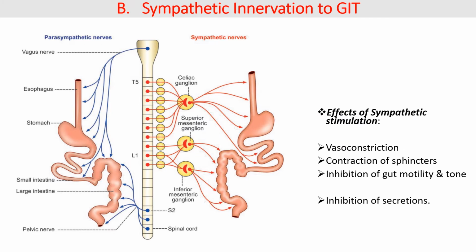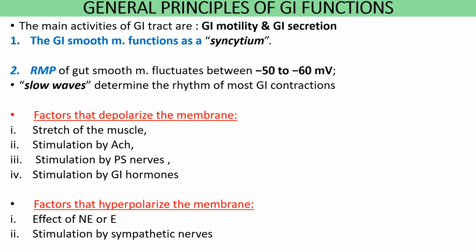Now, whereas the stimulation of the sympathetic division of the autonomic nervous system will cause vasoconstriction, contraction of the sphincters, inhibition of all kinds of gut motility and secretions. Let us quickly and briefly see the general principles of gastrointestinal functions. So, the main activities of the GI tract are GI motility and GI secretion.